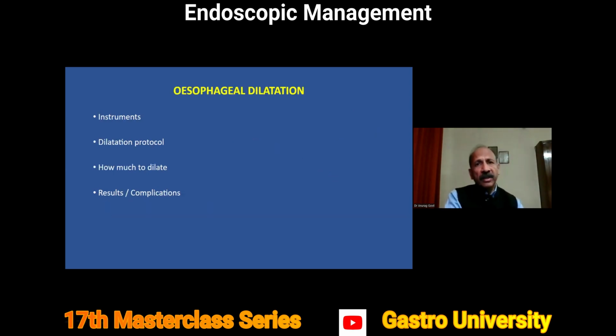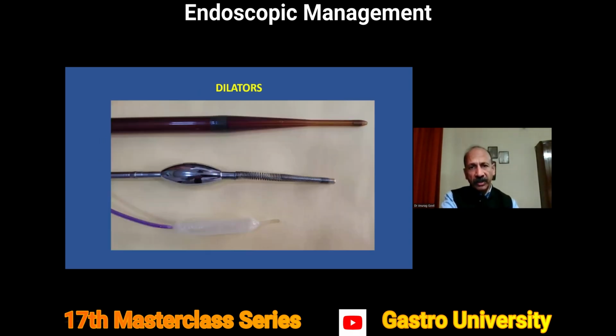So while I'm discussing the dilatation, it will be briefly on the instruments, the protocol, how much to dilate, and what the results are. Now, these are the 3 most common instruments used for dilatation. The top one is a polyvinyl Savary-Gillard, as it is called, dilator. Second is a metal steel olive. And third is the balloon, the through-the-scope TTS balloon. Well, these 3 are the most extensively used.